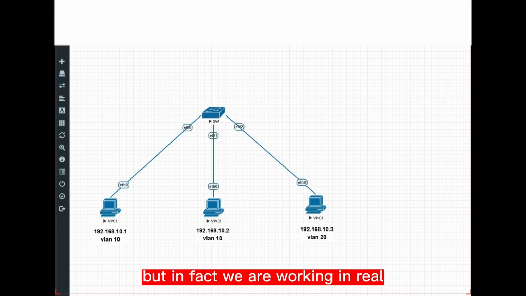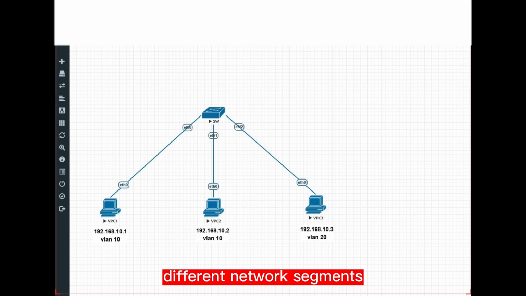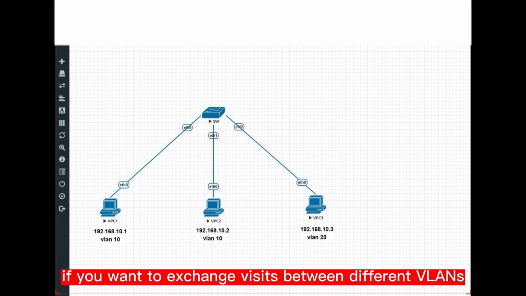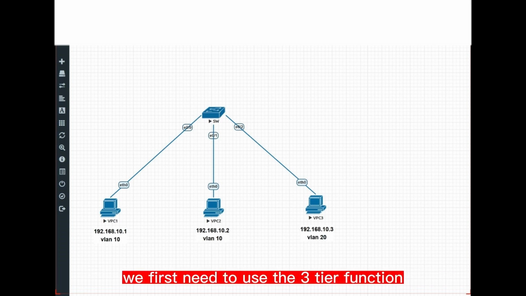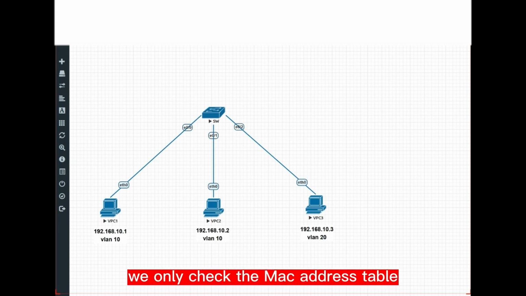But in fact, when we are working in real situations, different VLANs will be divided into different network segments. I give a simple example. If you want to exchange visits between different VLANs, we first need to use the layer 3 function. That is routing. Because on layer 2 we only check the MAC address table.